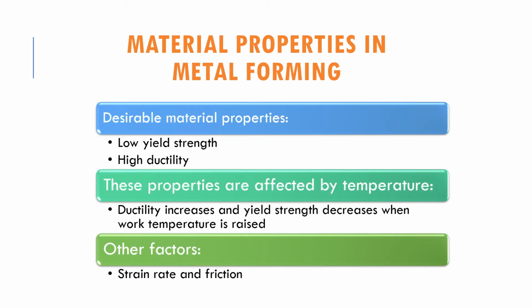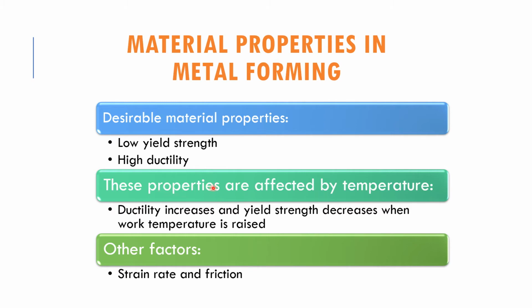So in terms of the material properties in metal forming, the most desirable material properties that we need are low yield strength and also high ductility. Why do we need low yield strength? So that we will be able to change the shape. If the yield strength is high, it will be very difficult for us to change the shape of the material. And high ductility means it is easy for us to deform it and change the shape.